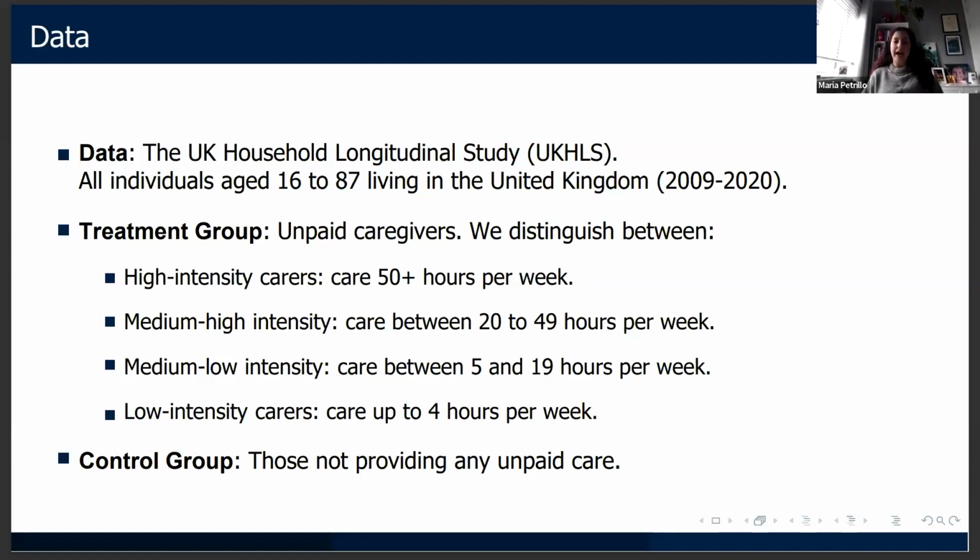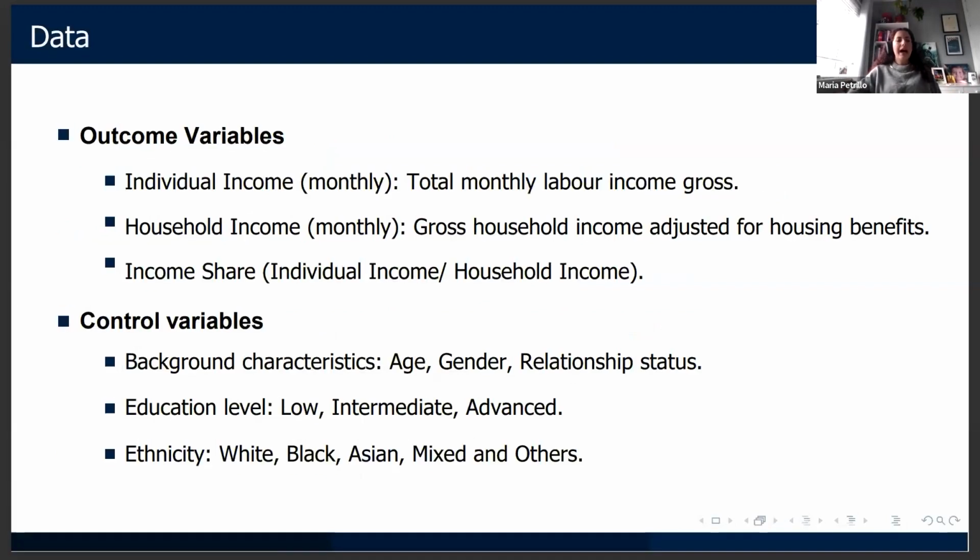The control group instead are those who never provide care throughout the lifespan of our panel. Now, our outcome variable is income. We can think of income in many different ways, but our conceptualization of income in this paper is threefold. We have individual income, so the total monthly gross labor income, the household income, and the income share. So how much we contribute with our individual income to the household income.